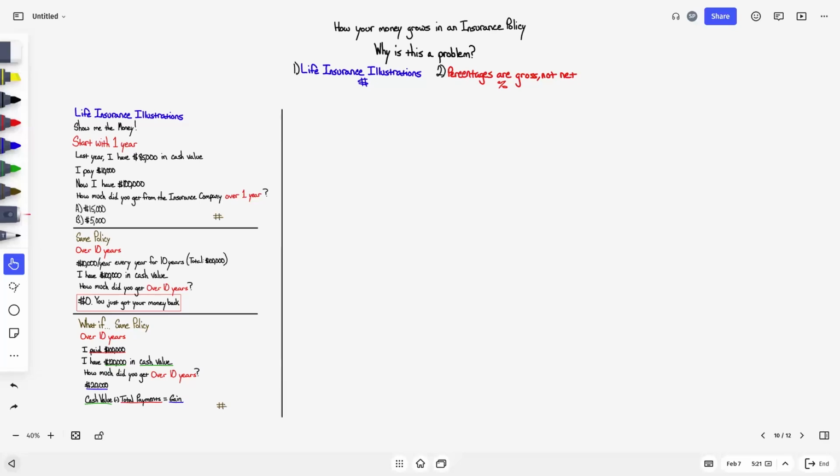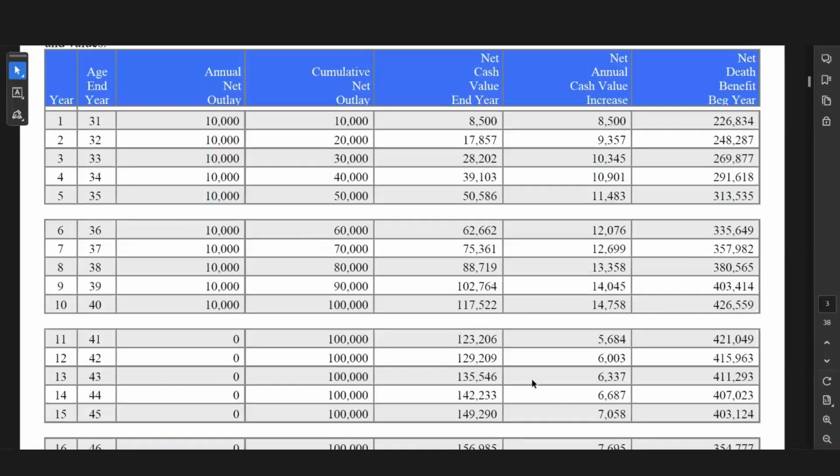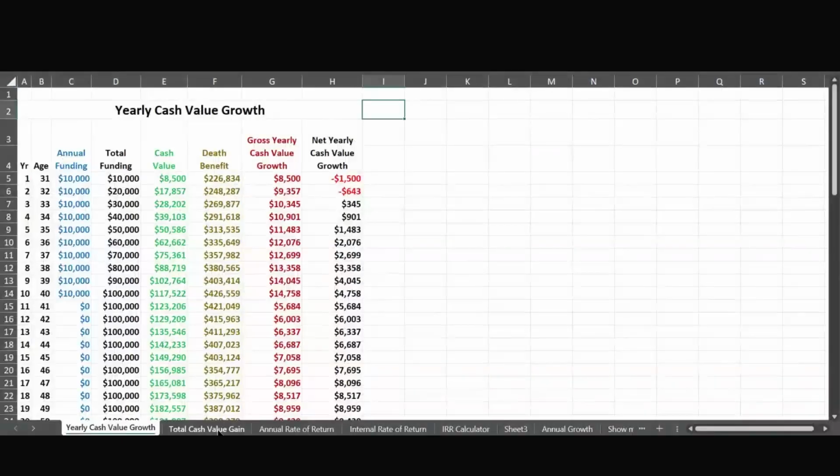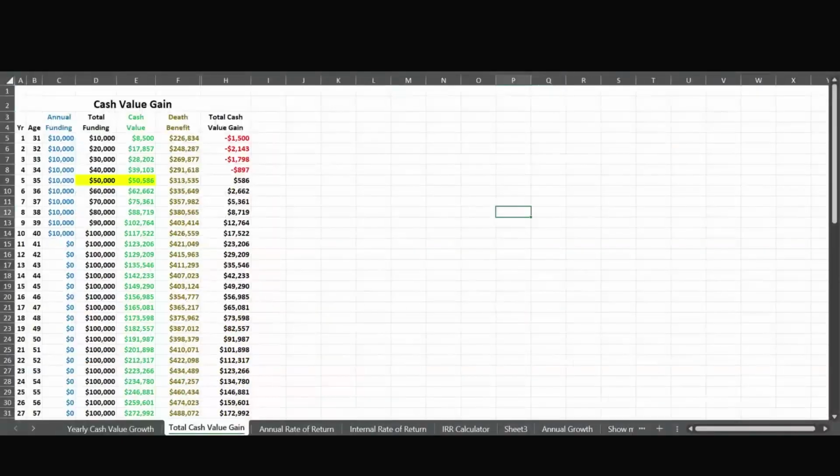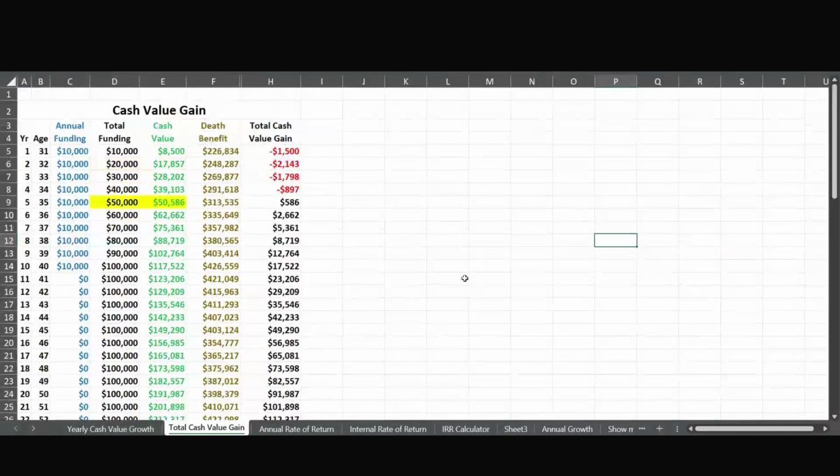Let's look at the same policy we've been looking at and see what the gain is. So we won't see it here on the illustration. We can calculate it. Look at this. By year 10, you've paid in $100,000. You have $117,522. What would the gain be? $17,522, the difference between that and your total payments. But to make it easy, we'll do this. Much better. Now we can just look at everything side by side.